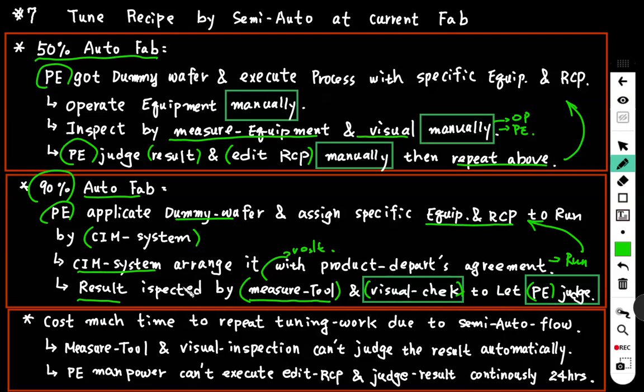still costing time. So finally, you cannot let tuning work cost much time to repeat due to the semi-auto flow. It costs too much time. If you cost too much time in the semiconductor industry, that means you cannot catch up with your competition company.